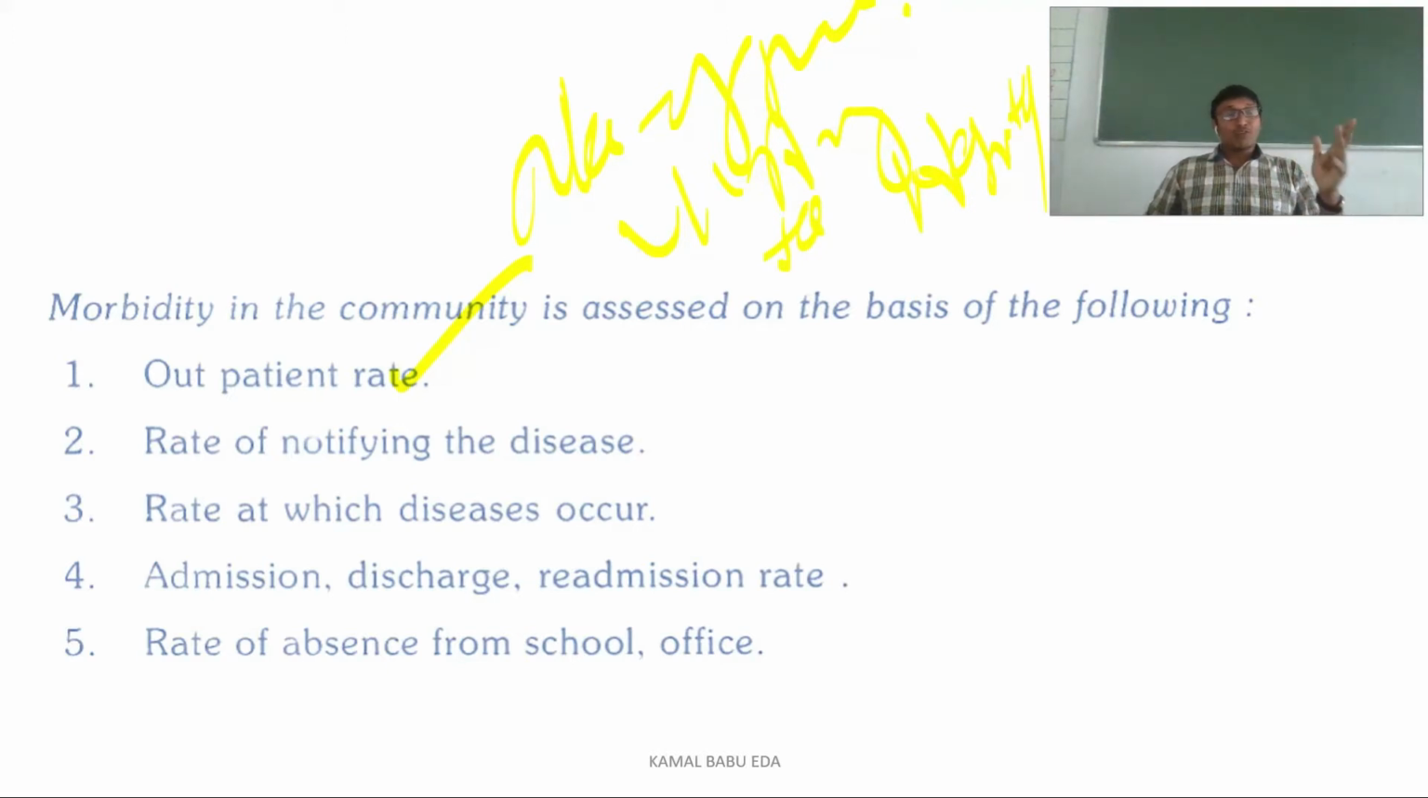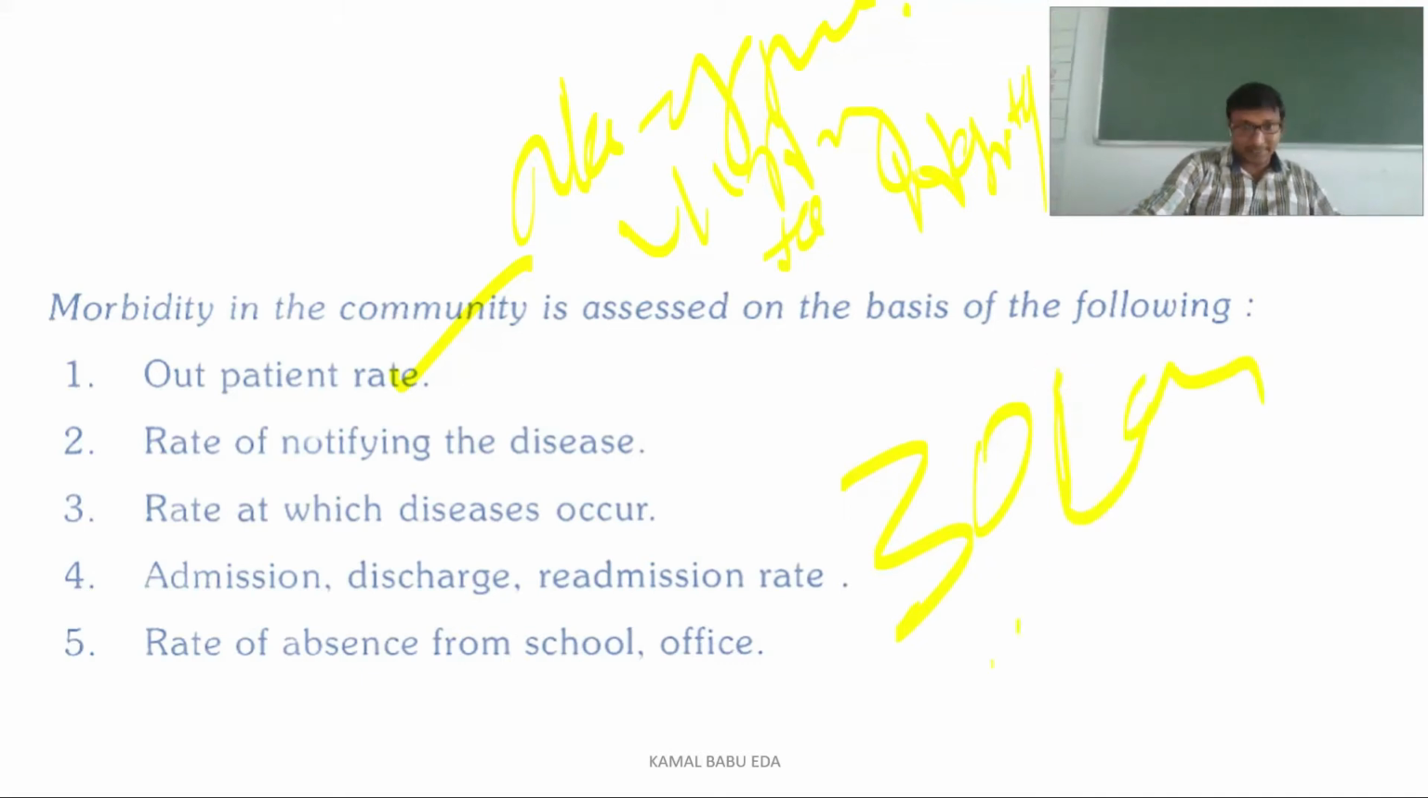Next, the rate of notifying the disease, that is, identification of disease when the person is visiting the outpatient department, and the rate at which the disease is occurring. For example, if from a local area a group of people with the same type of signs and symptoms are coming for treatment in the hospital, then you know at what rate. If on one day you identify 30 cases, the next day 30 or 35 cases, and the other day only 25 cases, the average is about 30 cases per day. So like that you can calculate the morbidity rate. This is one of the indicators.